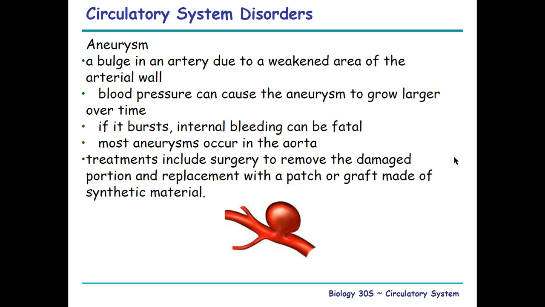An aneurysm. That's a bulge in the artery due to a weakened area of the arterial wall. Blood pressure can cause the aneurysm to grow larger over time. If it bursts, internal bleeding can be fatal. Most aneurysms occur in the aorta. Treatments include surgery to remove the damaged portions and replacement with a patch or a graft made of synthetic material.